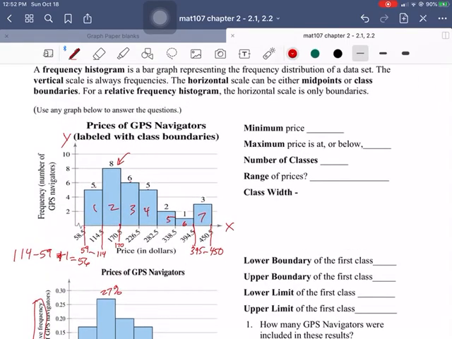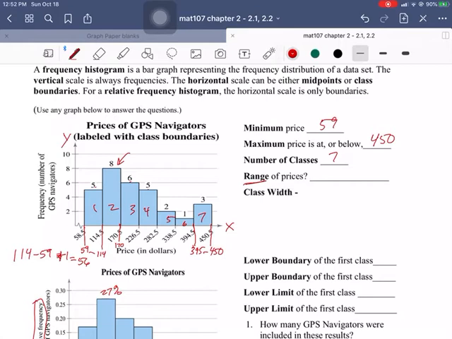It says, what is the minimum price of a GPS? Well, that would be the lower limit of the class, which is 59. The maximum price is the upper limit of the last class. The number of classes I counted out was 7.